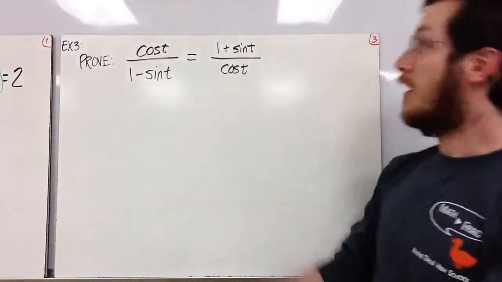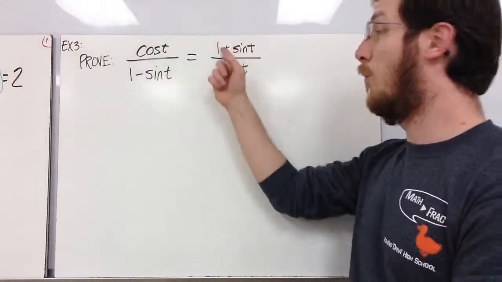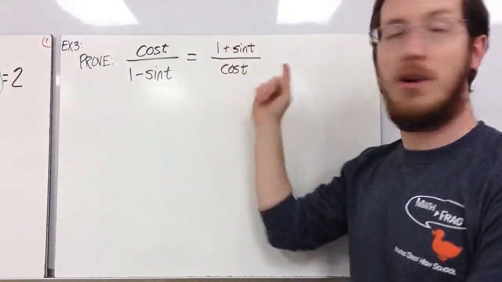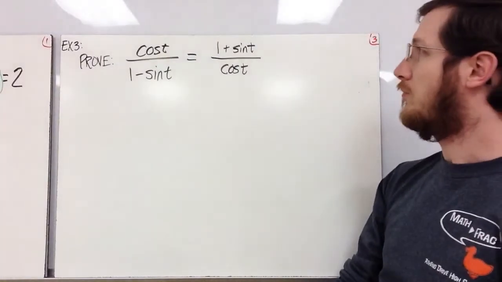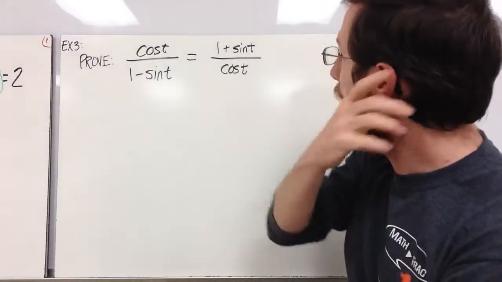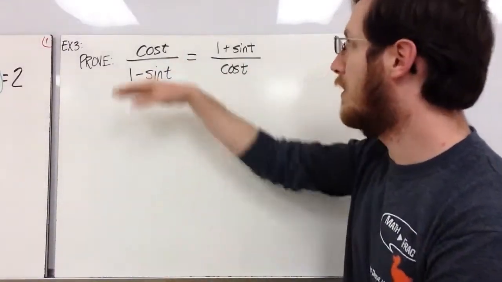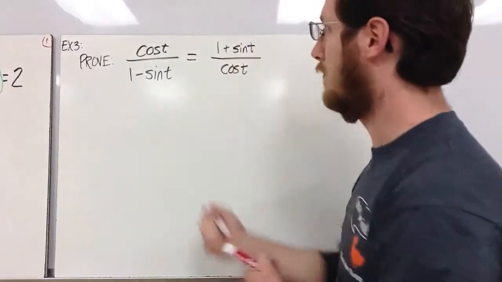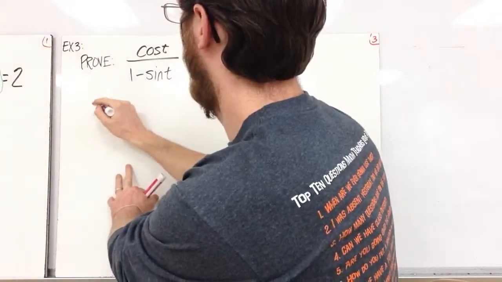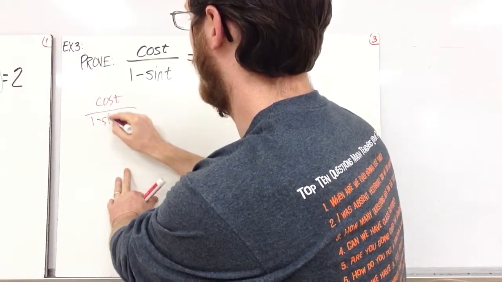Okay, example number 3. We're asked to prove cosine of t over 1 minus sine of t equals 1 plus sine of t over cosine of t. Okay, so now which one's more complicated? Well, they both look similarly complicated. So I'm just going to pick the one on the left. Okay, so I'm going to bring this down. We've got cosine of t over 1 minus sine of t.